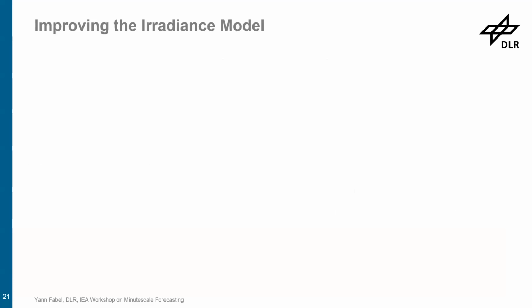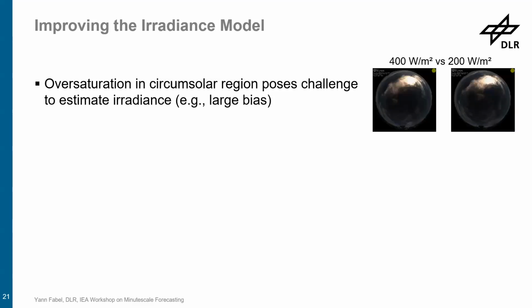But we have seen some problems, and that's not only on the synthetic images, but also on the real images. And that's because of oversaturation. The interesting area in those sky images is close to the sun, the circumsolar region, and there we have just a large region of oversaturated pixels. So here in this example, you can see two images where at the left we have double the irradiance than on the right, and for the human eye it looks quite the same.